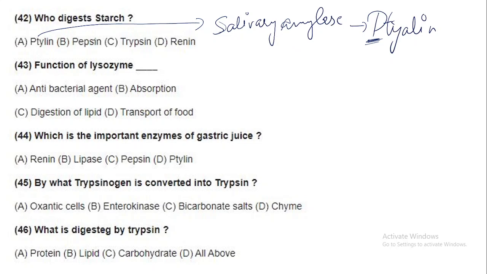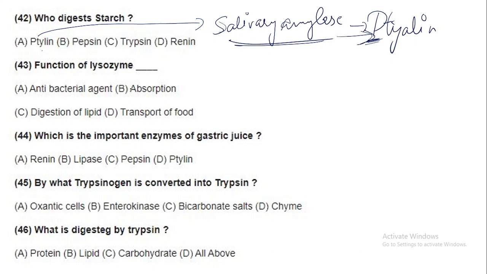Pepsin has got something to do with proteins. Trypsin also digests protein, and so does renin. So to digest starch, it is ptyalin or salivary amylase. Pancreatic amylase is not called ptyalin. It is only the salivary amylase that is called ptyalin. So please remember this point.